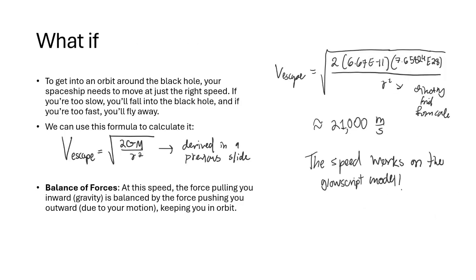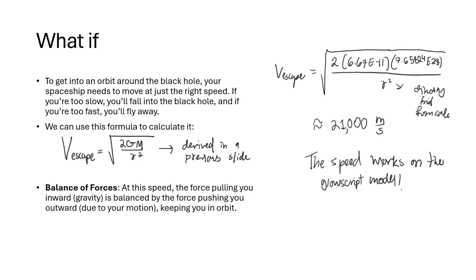And for the what if question, basically to get into an orbit around a black hole, your spaceship needs to move at just the right speed, because if you're going too fast or too slow, it's just not going to work. It's either going to get sucked in or just fly away. So for that, we can use the v-escape formula, which is just the square root of 2GM over r squared. And that was derived when I was discussing the physics concepts previously. And I found v-escape to be approximately 21,000 meters per second.